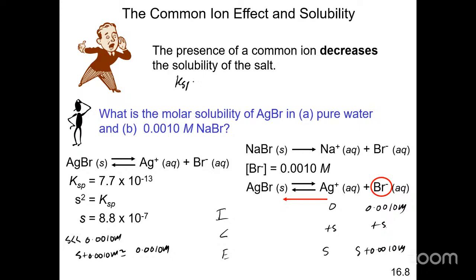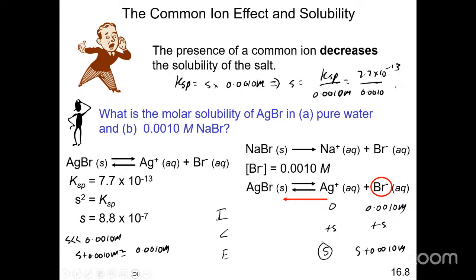So therefore, let me do it up here. Ksp is going to be equal to the concentration of silver, which is S, times the concentration of the bromide, which is 0.0010 M, which means that S is going to be equal to Ksp divided by 0.0010 M. And the Ksp is equal to 7.7 times 10 to the minus 13 divided by 0.0010. Let's see what that gives.